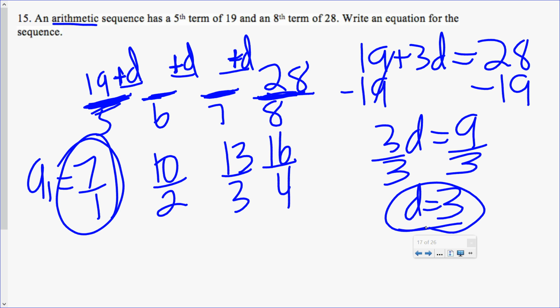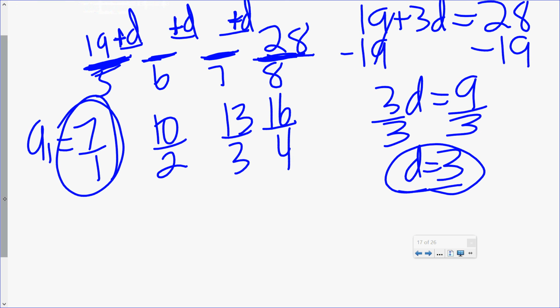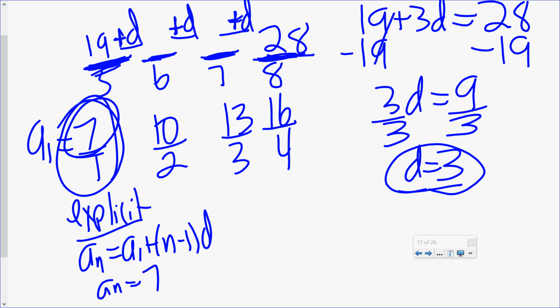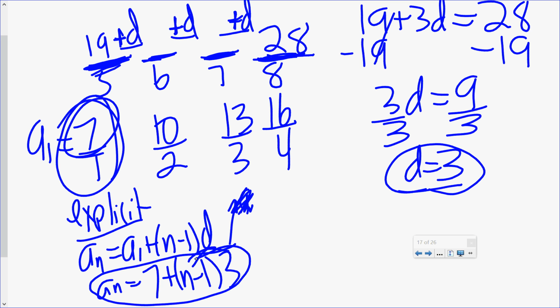D is 3. So I can write it both recursively and explicitly. I don't think I specified which one I want you to do. I'm just going to do them both. So let's start with explicit. Because it's arithmetic, an equals a1 plus n minus 1 d. A1 is 7. N minus 1 stays n minus 1. D is 3. I'm just going to leave it like that. So that's my explicit answer. I don't feel the need to go further with it.